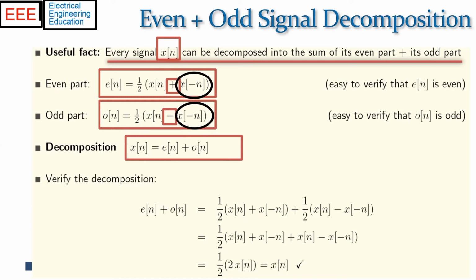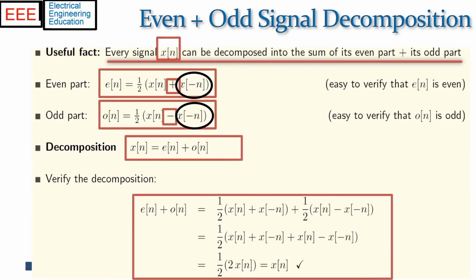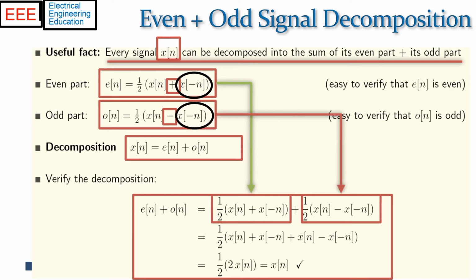And the decomposition then just becomes: any signal, it doesn't have to have any symmetry at all, x of n can be written as the sum of its even component plus its odd component. And it's very easy to verify that this is true just using these formulas. So let's just verify that e of n plus o of n equals x of n. Well, from the definition of e of n, right here, and from the definition of o of n, we're basically just going to sum these two terms together.